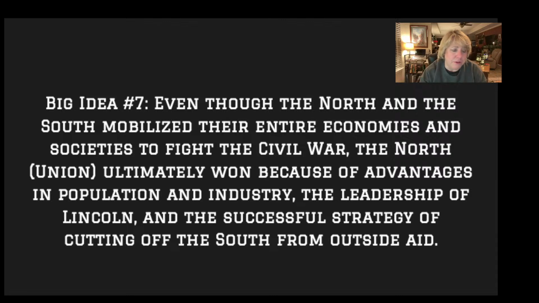Other key battles, the Battle of Vicksburg. The Battle of Vicksburg is going to be a Union victory along the Mississippi River. Once we gained control of the Mississippi River, we essentially cut the Confederacy in half, making it much easier to manage militarily. And then the Battle of Gettysburg.